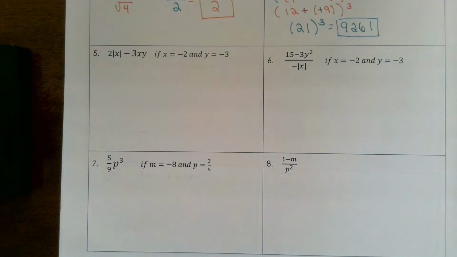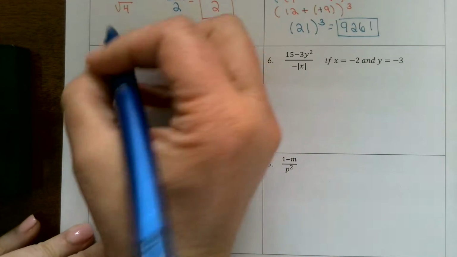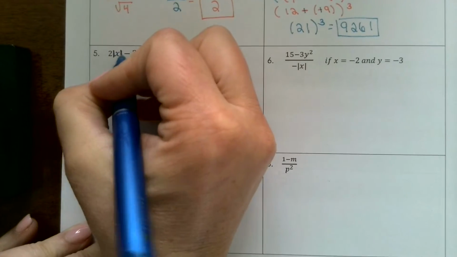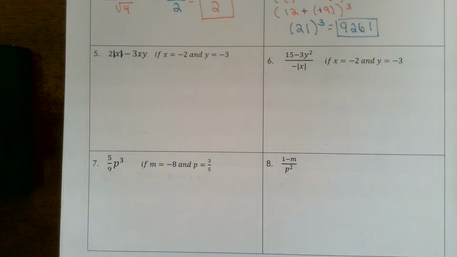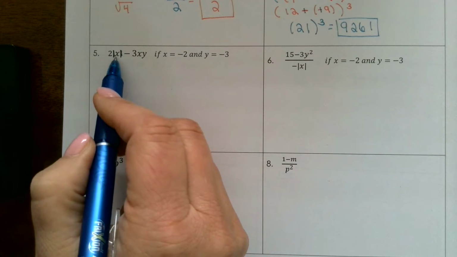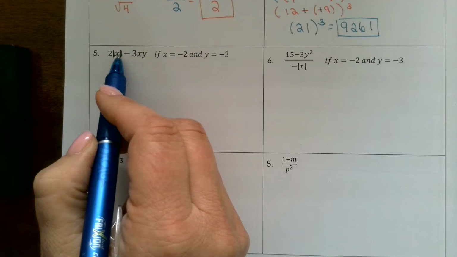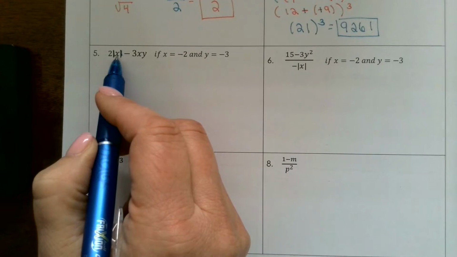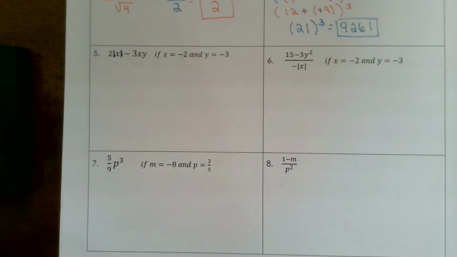If you look at number 5, there's another blast from the past, and that is these symbols. These symbols are the absolute value symbols, and what they say is: how far is whatever number is inside the absolute value symbol from 0? So let's substitute our numbers.